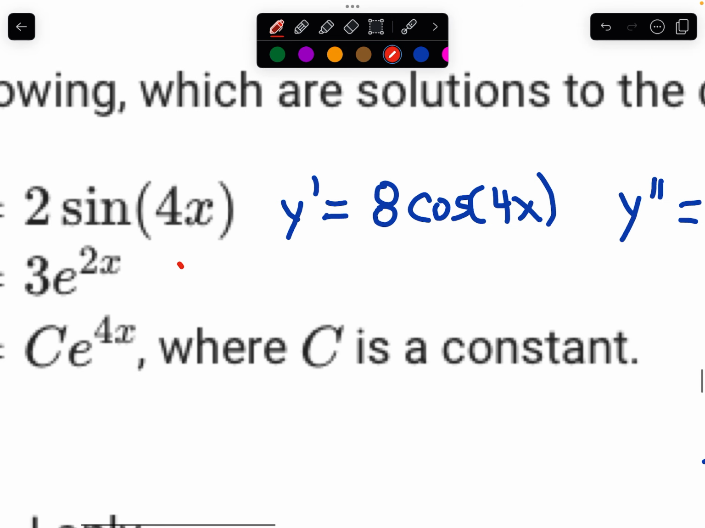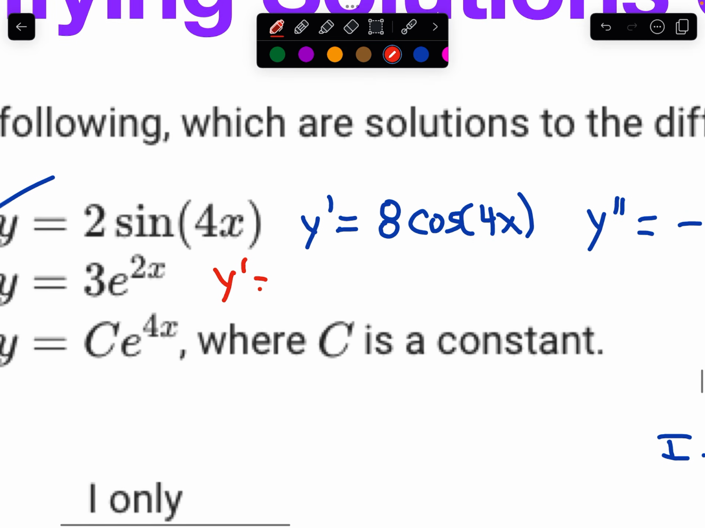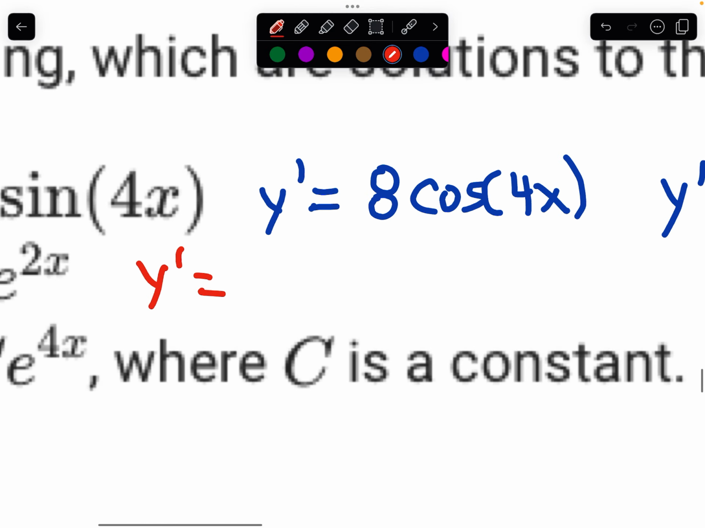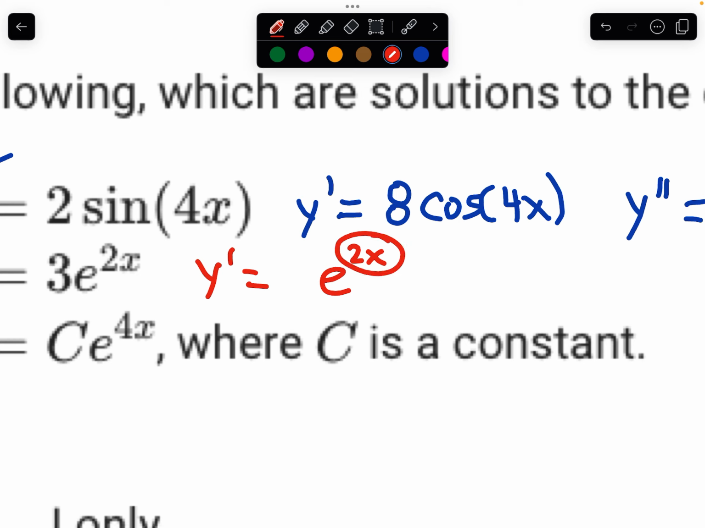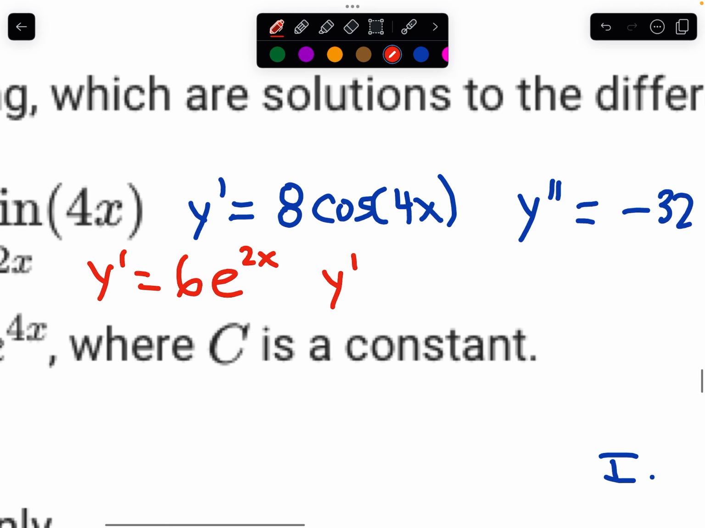Let's find y prime first. The derivative of 3e to the power of 2x, well, we're going to keep that e to the power of 2x, but then chain rule says multiply by the derivative of the exponent, which is 2, and 2 times the 3 that was in front is 6. So there is our first derivative. Here's our second derivative now.